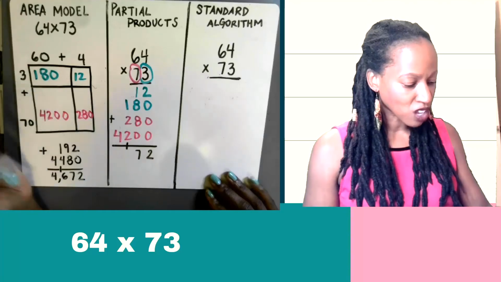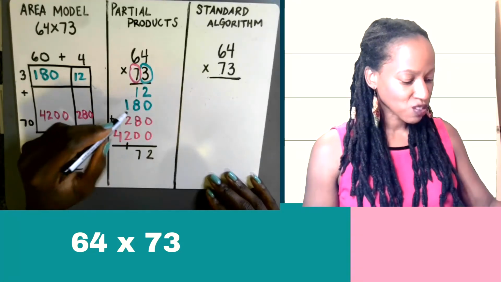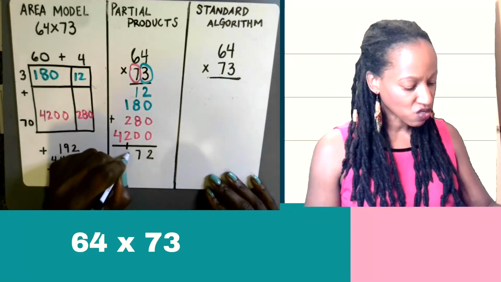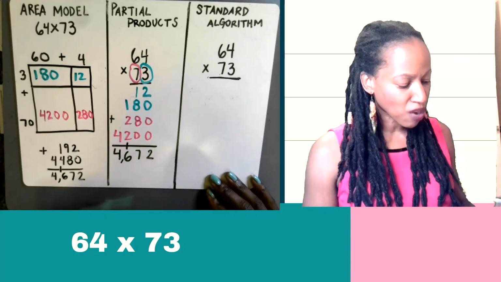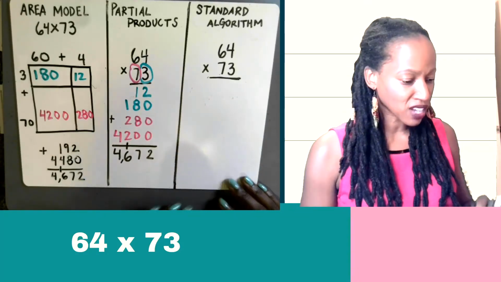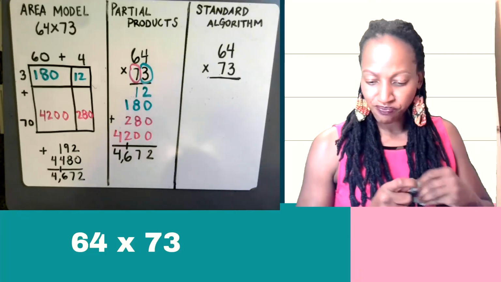Now let me add up all of my hundreds. I have 1 plus 2 plus 2 plus 1. That gives me 6 hundreds, and then I have 4 thousands remaining. So I can see that my products do match. My total products match. Last step, we got to relate this to the standard algorithm.